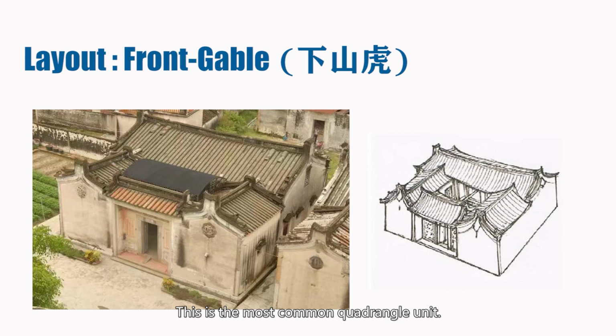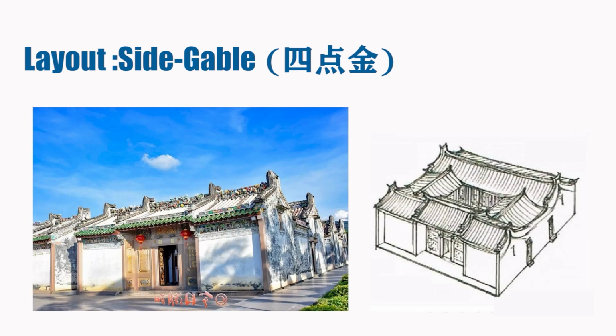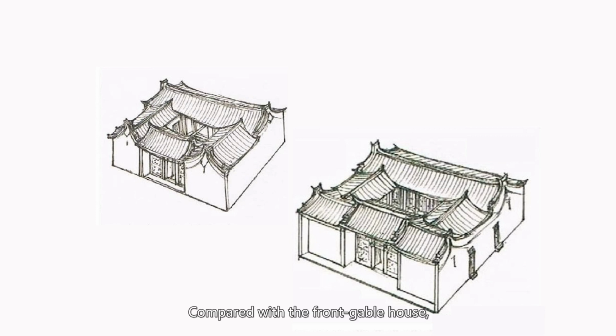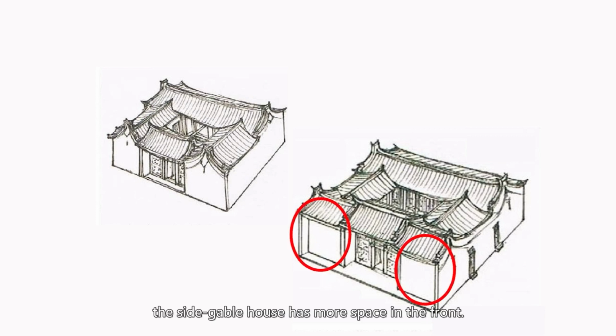This is the most common quadrangle unit. For better comparison, I'd like to give it an English name, front gable house, because there are 2 gables in the front. This type of house has gables all on the side, so I'd like to name it side gable house. Compared with the front gable house, the side gable house has more space in the front.